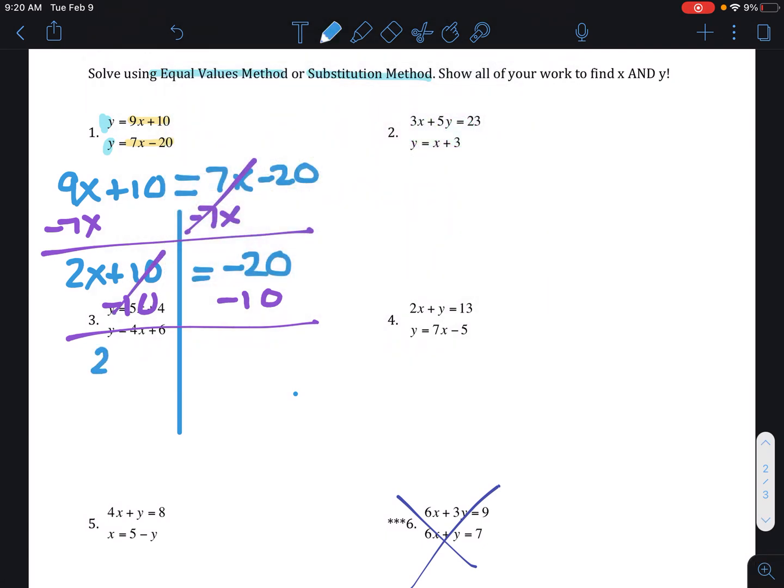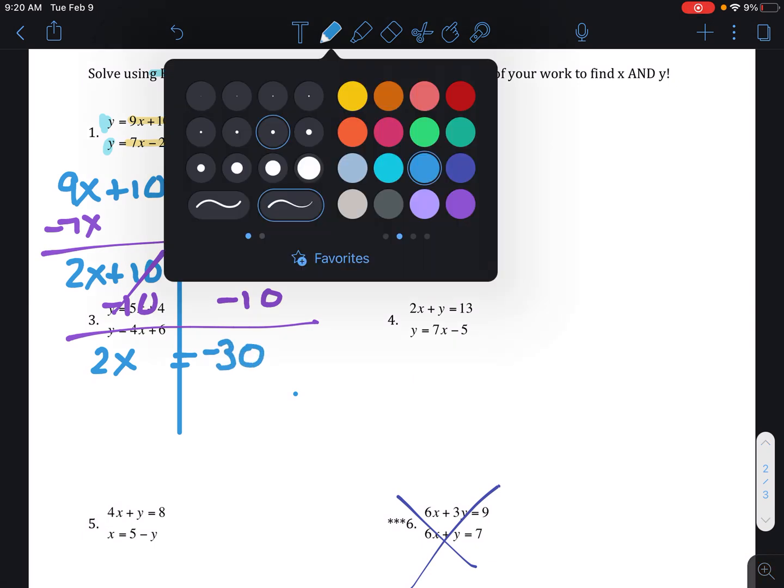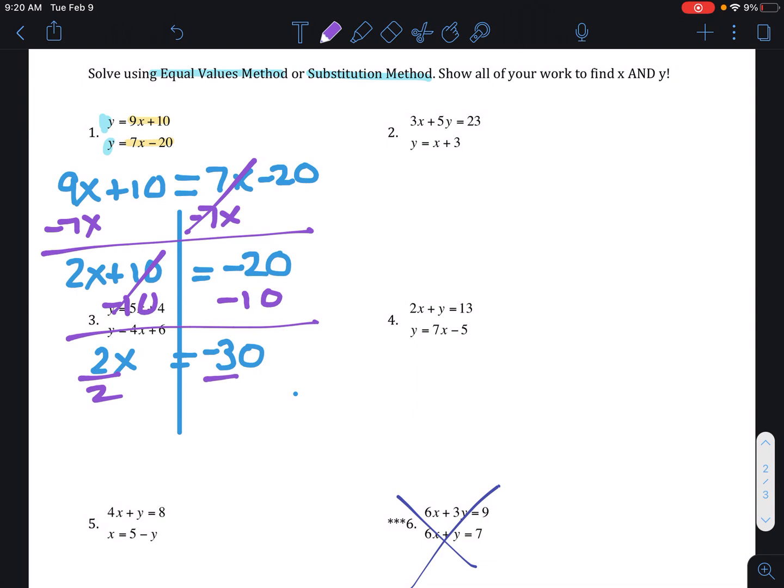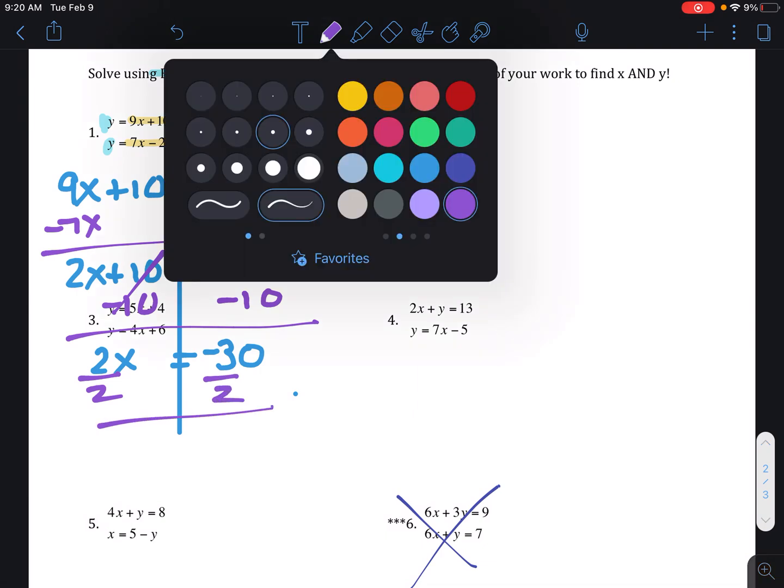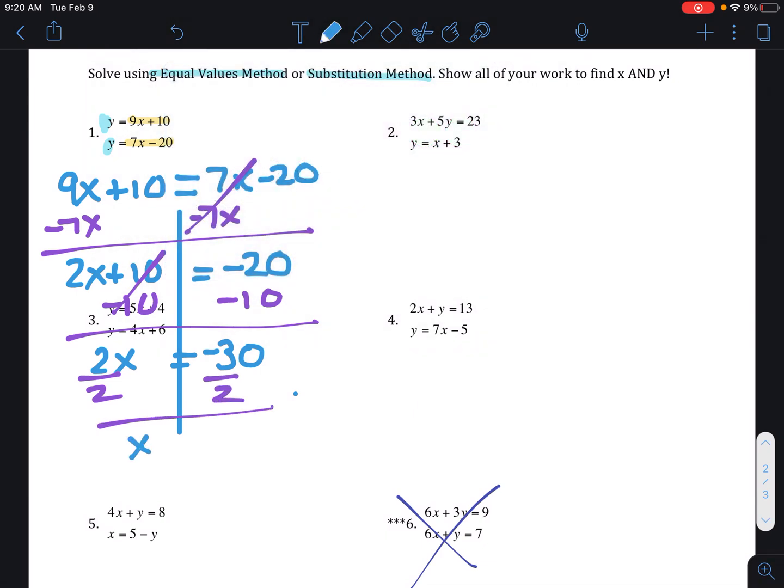And notice now we've got a negative 20 and a negative 10. Or it's like negative 20 minus 10, but think of it like this. They're both negative, so I'm going to add them and keep it negative. So that would be negative 30. Divide both sides by 2. And that leaves me with x is equal to negative 15. Okay, don't forget that negative sign as well.